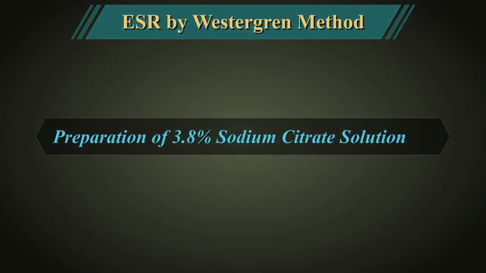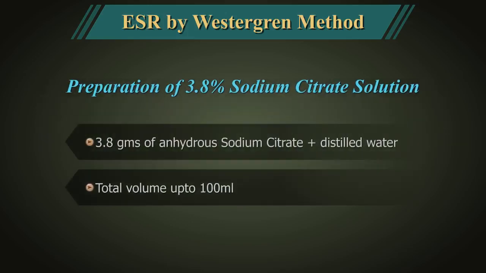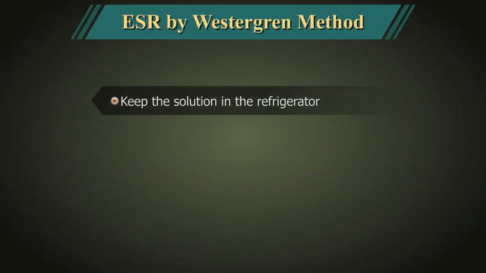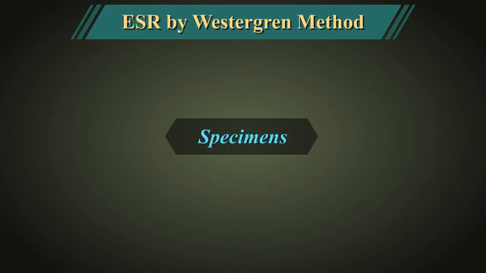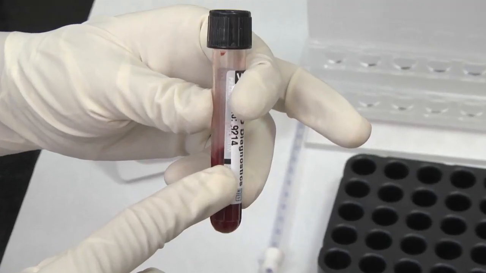Preparation of 3.8% trisodium citrate solution. Mix 3.8 grams of anhydrous trisodium citrate with distilled water, making the total volume up to 100 milliliters. Keep the solution in the refrigerator. If the solution is cloudy or contains particulate matter, discard and prepare a fresh solution. Specimens. Collect the sample within 6 hours of performing the test.